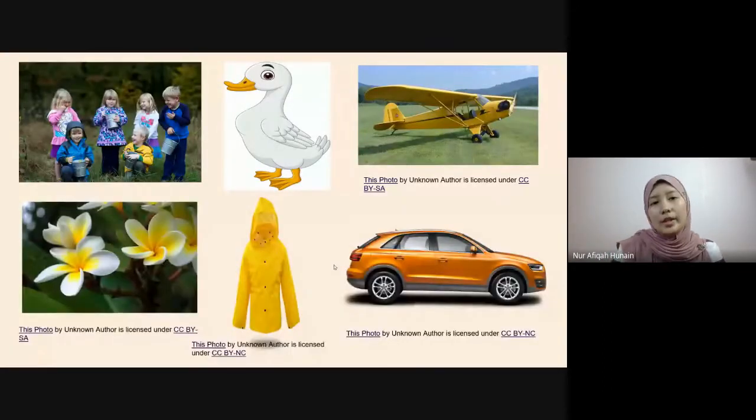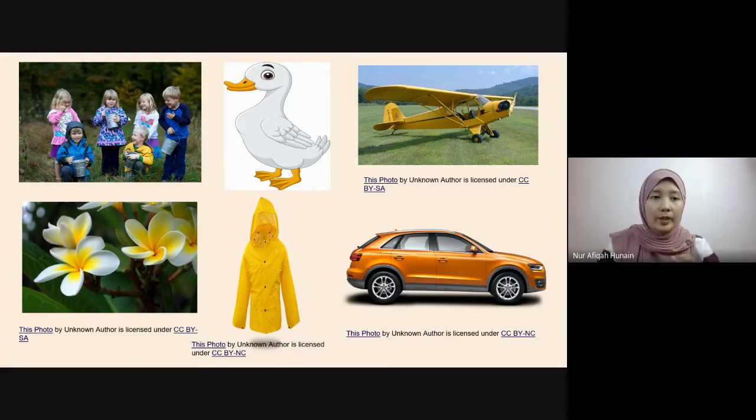Okay, let's spot the similarities from these pictures. These are a group of kids, boys and girls. These are flowers, and this is an animal. This is a raincoat, a plane, and a car. So how can we separate these pictures into suitable groups?